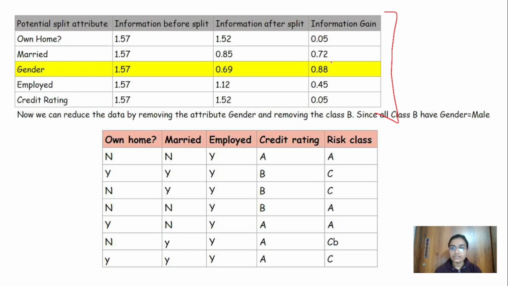And as we can see, the gender attribute has the highest information gain value, that's why we will select it as our splitting attribute. And now we can reduce the data by removing the attribute gender because it has been selected as our root node. And after removing the gender class, this is the remaining reduced data.